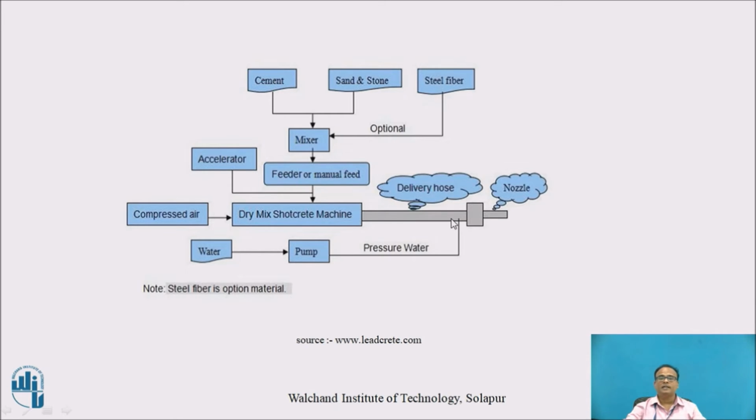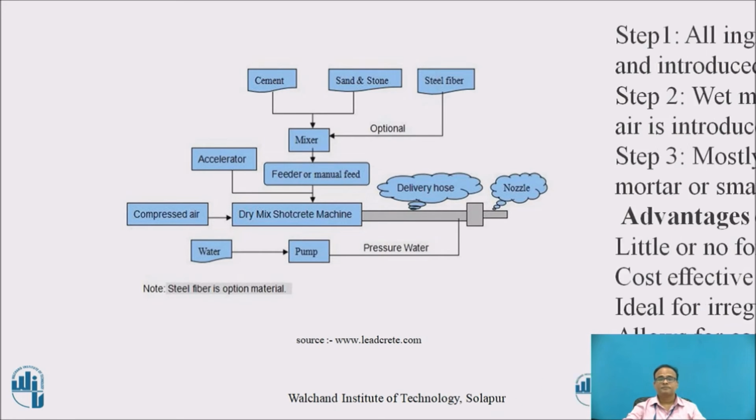And at this end of the nozzle, there is a water line, which is going to be added with the pressure, and this dry material is mixed with the water, and it is going to be sprayed on the surface where the repair work is required. So this dry process is very popular nowadays.